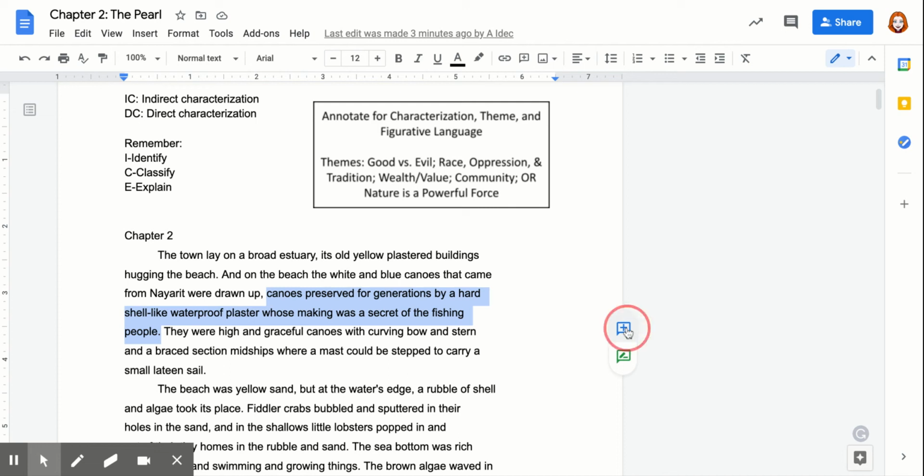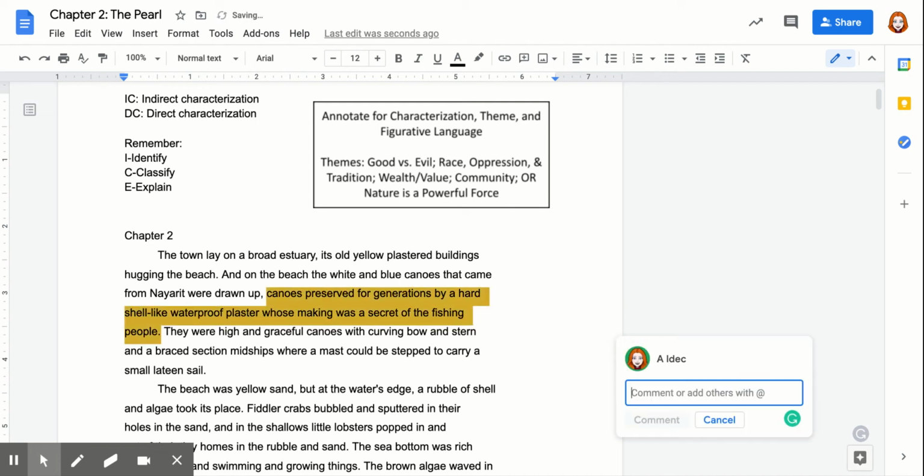So I mean, that's tradition, right? They've preserved these canoes for generations with a secret that's passed down from generation to generation. So I'm actually just gonna put tradition here because that's a part of it for, I'll say, Kino's people, all right? Because he's a part of the fishing people, right?